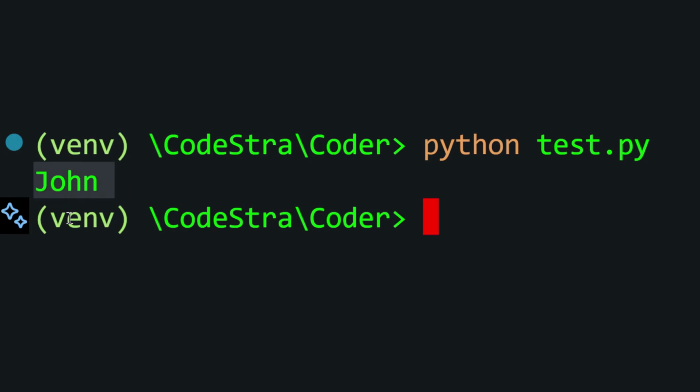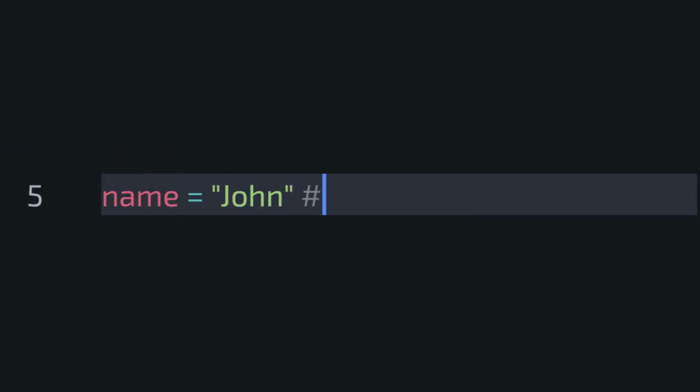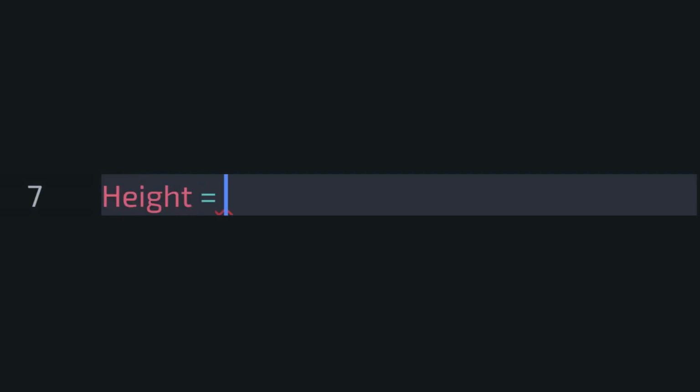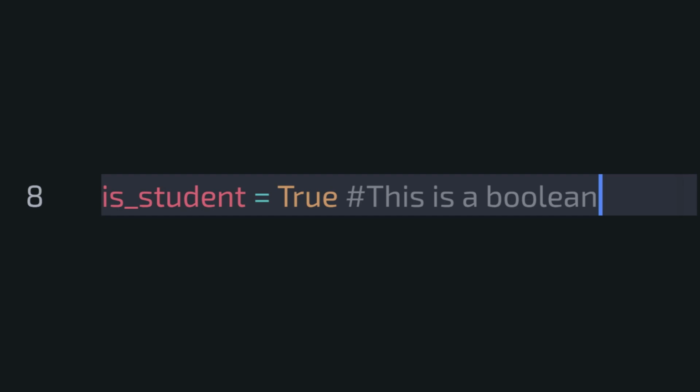For example, name = "John". This is a string. age = 25. This is an integer. height = 1.75. This is a float. is_student = True. This is a boolean. Each type is used for a different purpose.